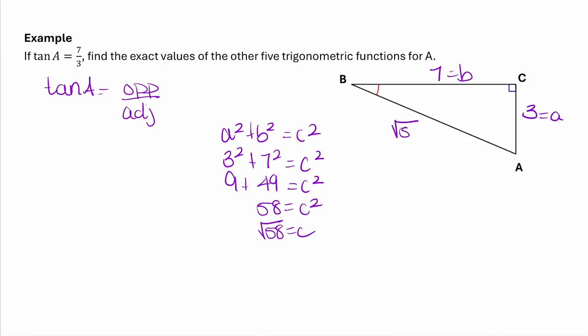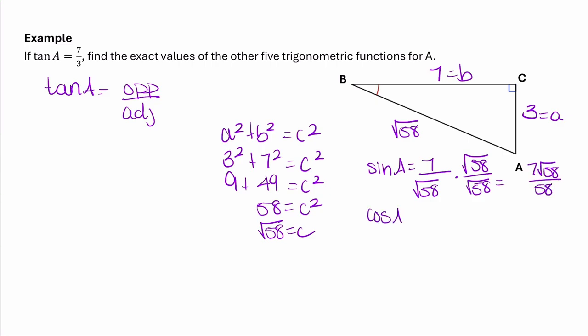I'm going to go ahead and write in this side. So we have sine of A, so that's the opposite, so that's 7 over the hypotenuse, right? Square root of 58. Remember, once again, we have to rationalize because we don't want any radicals in the denominator. So we have 7 square root of 58 over 58.